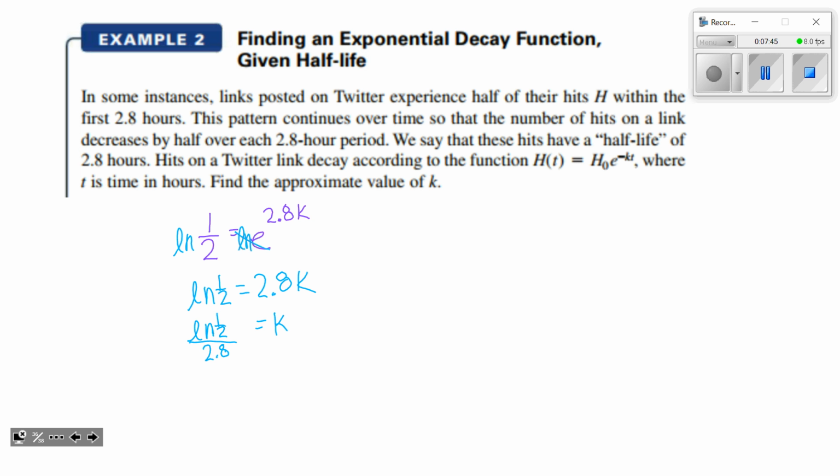So when I write the equation, H of t depends on the initial hits, H sub 0. Anytime you have this little sub 0 in there, that means the initial. That means at time equals 0. I'm not going to worry about k being negative because I solved for it. That is taken care of in the ln of 1/2. So I have e to the ln 1/2 divided by 2.8 times t. That is our equation.